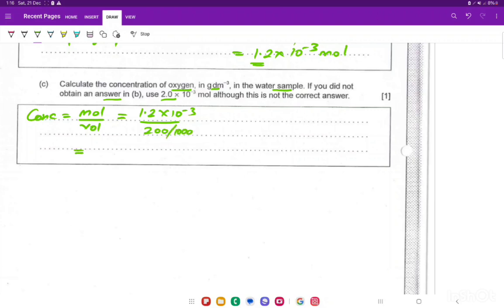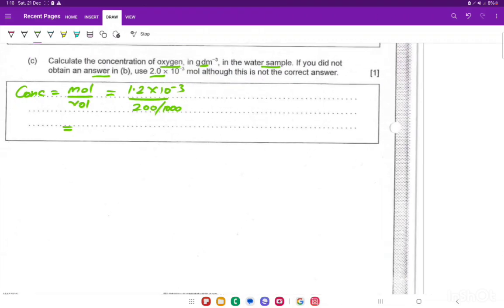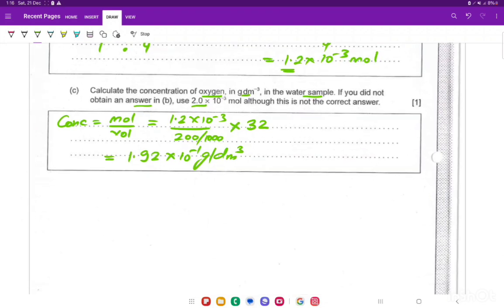That gives you the concentration. I have to find the concentration not in mole per dm cube, but in gram per dm cube. Therefore, I multiply it with the molar mass of oxygen, 32. When I multiply it with 32, I get 1.92 × 10^-1 gram per dm cube. By multiplying the concentration in mole per dm cube with molar mass, I get the concentration in gram per dm cube. This will be the answer for this question.